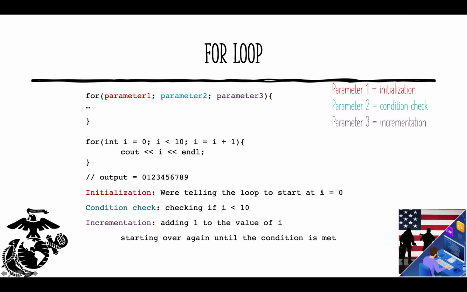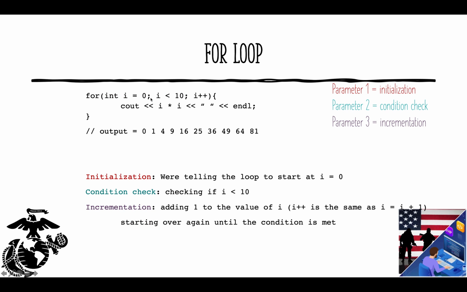So we're telling the loop to start at I equals 0. And then for our condition check, we're checking if I is less than 10. And then for our incrementation, adding 1 to the value of I. And then we're starting all over again until this condition returns false.